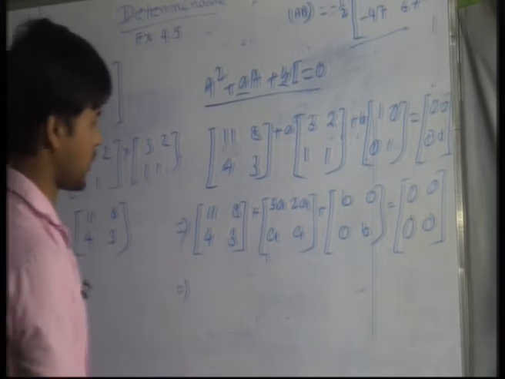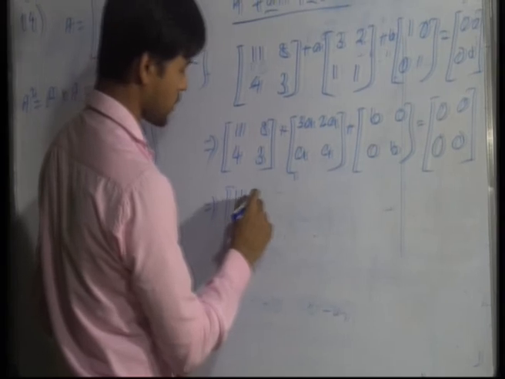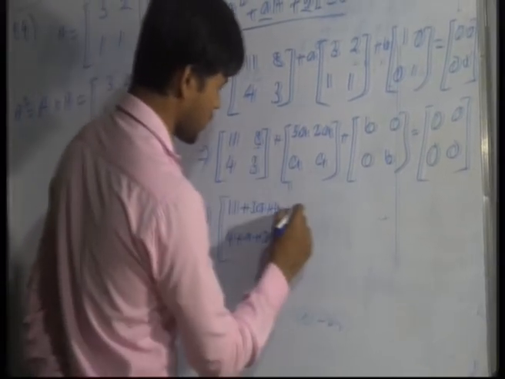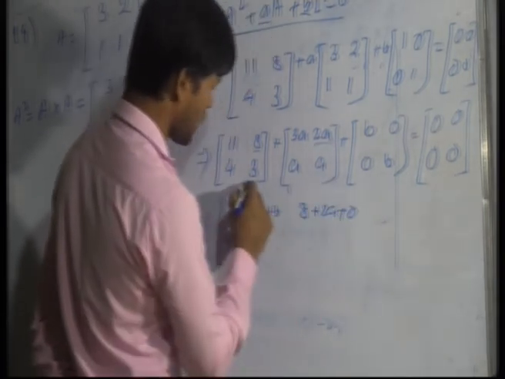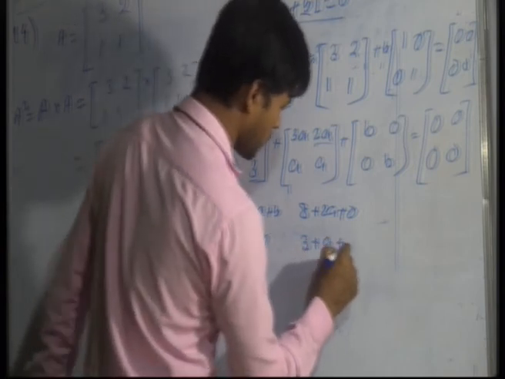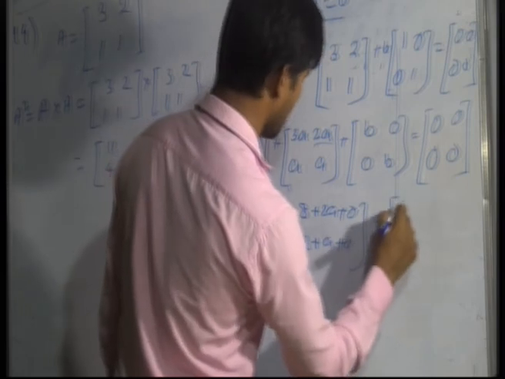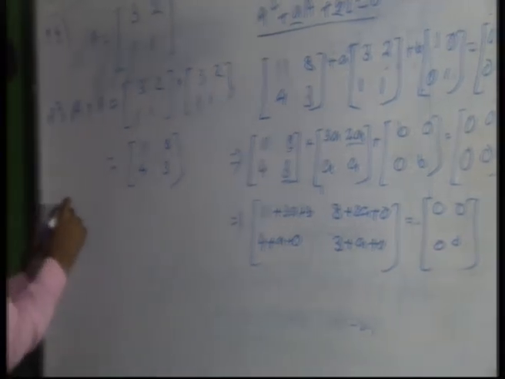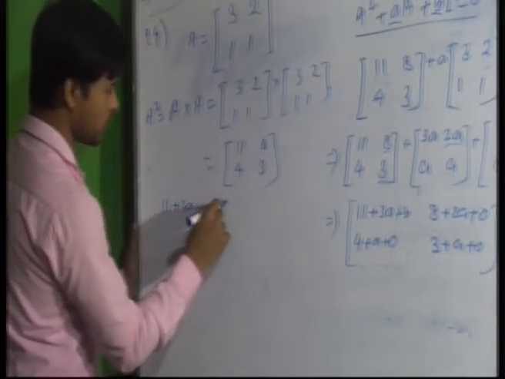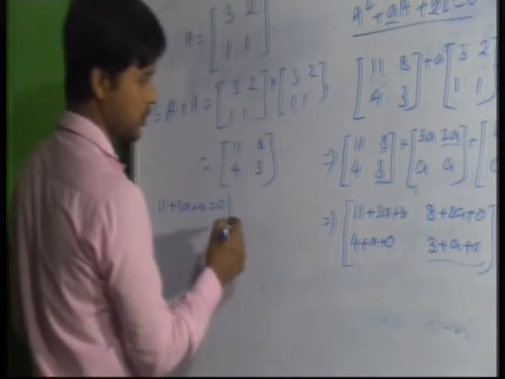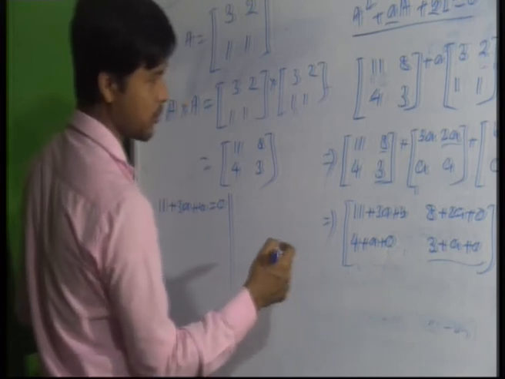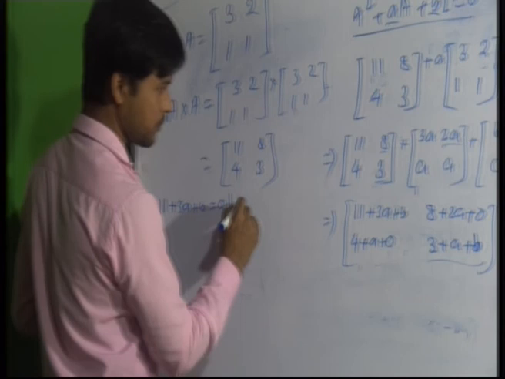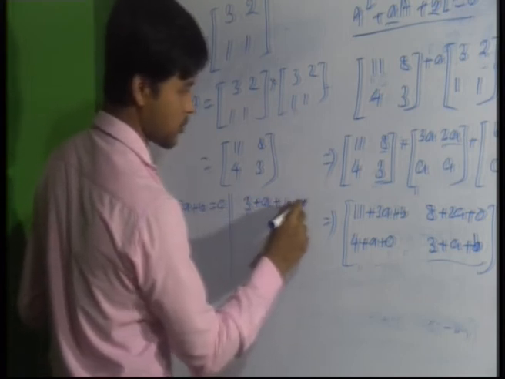Now add the matrices on the left hand side, so it will give 11 plus 3a plus b, 4 plus a plus 0, this element will be 8 plus 2a plus 0, and this element will be 3 plus a plus b, which is equal to [0 0; 0 0]. Now compare the corresponding elements of the matrix. Then we have 11 plus 3a plus b is equal to 0, and if I compare this element, we have 3 plus a plus b is equal to 0.